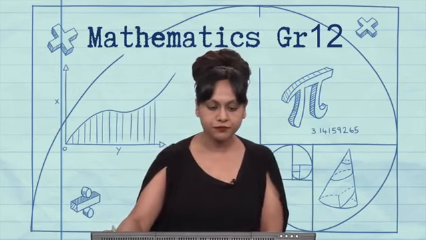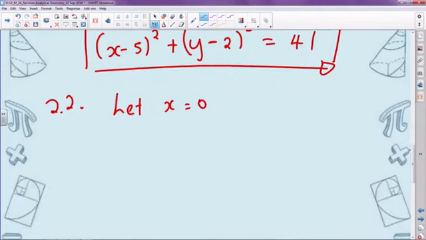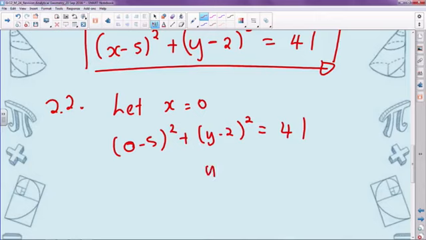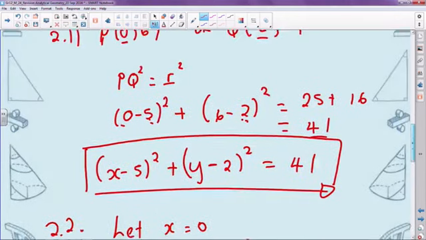So therefore, since I have my equation of the circle, to find the y-intercept, I'm going to let x equal 0, because at the y-intercept, your x-coordinate is always 0. So we get (0 - 5)² + (y - 2)² = 41. So (y - 2)² = 41 - 25, and I'm going through those steps quite quickly. All I'm doing there is squaring the minus 5 and then taking that over to the right-hand side. So what is 41 minus 25? We saw that that was 16.